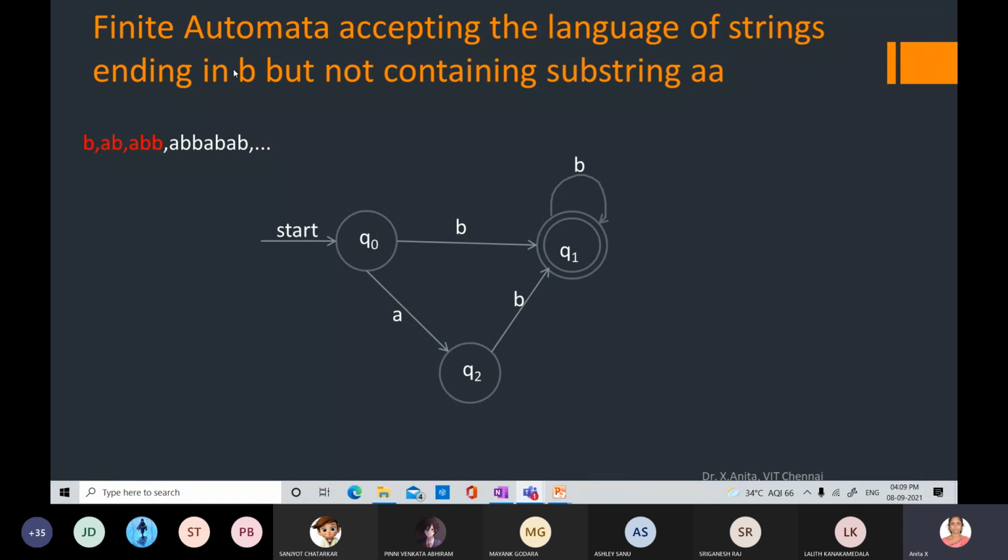Because the condition is language ending in B, right? So I can have any number of B's.